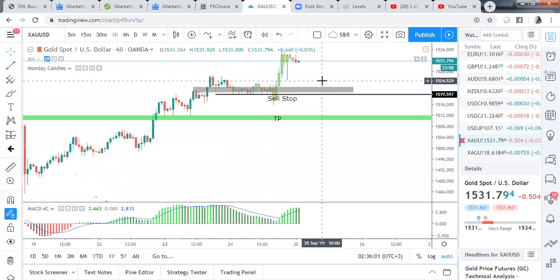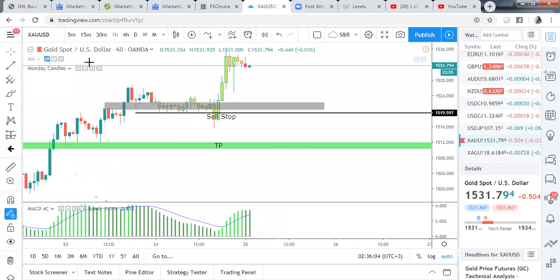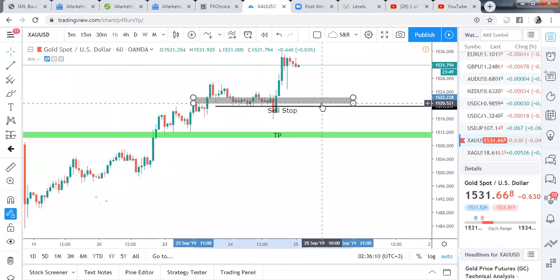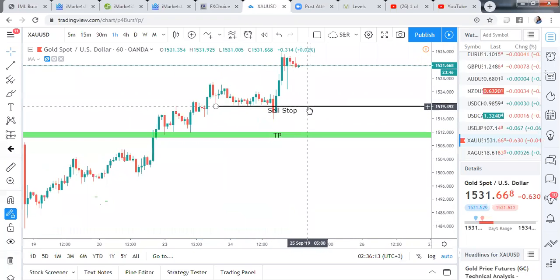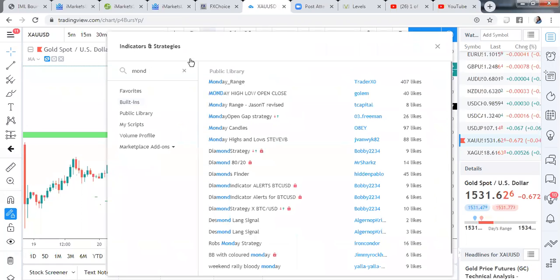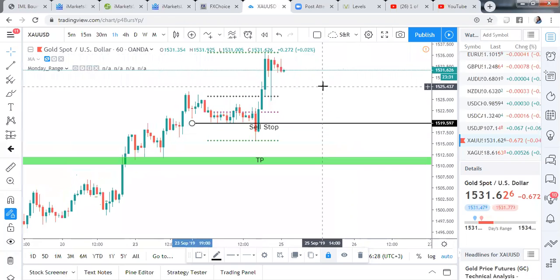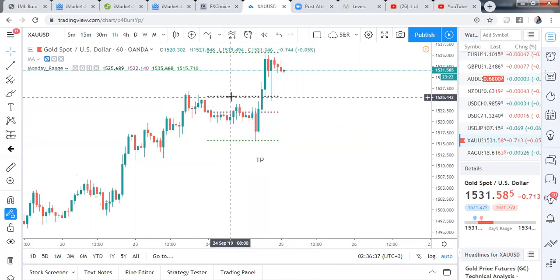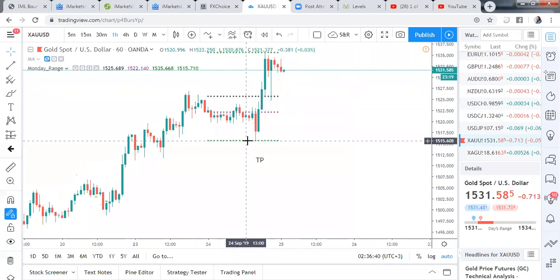And this is Monday's. Let me take this out. All right, cool. So market shot up. This is Monday's high and low. Let me see if I can get it for you so you guys could see. Monday range. This is just for demonstration purposes. So this is Monday's high and this is Monday's low.